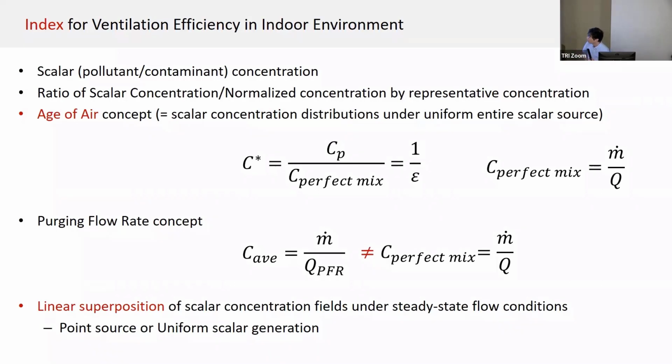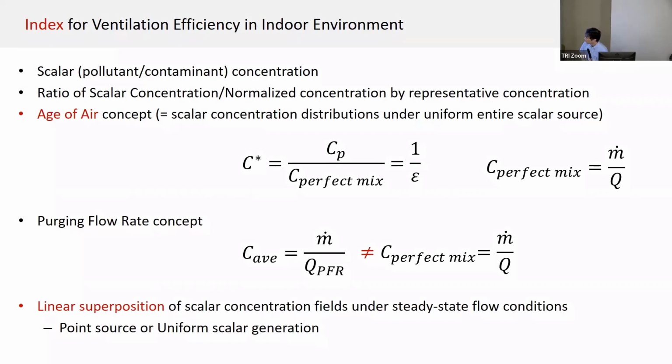The second one is the ratio of scalar concentration, or normalized concentration, using a representative concentration. For example, normalized by the perfect mixing condition. This normalized concentration might be a very useful index because it can be compared across different conditions.